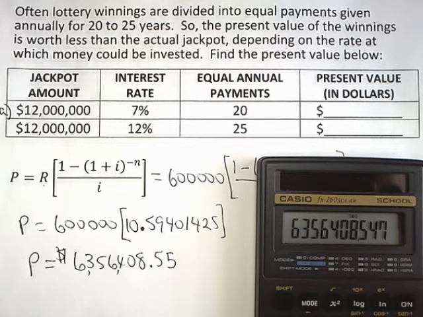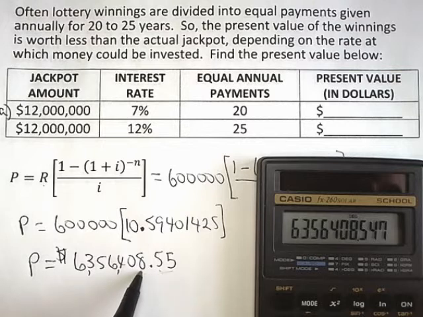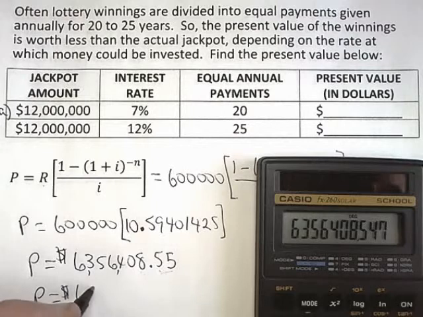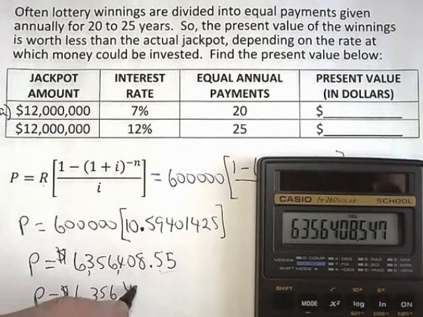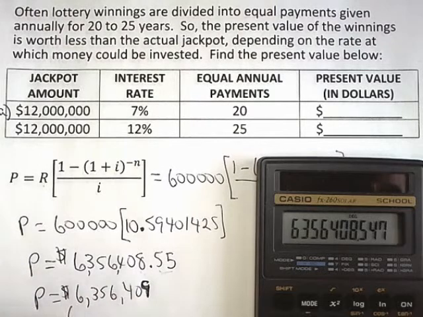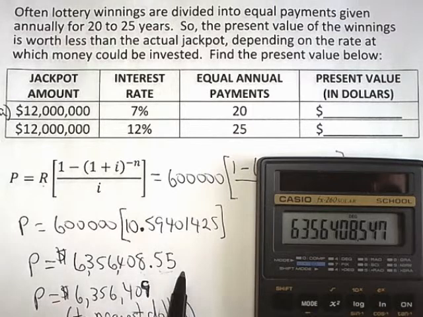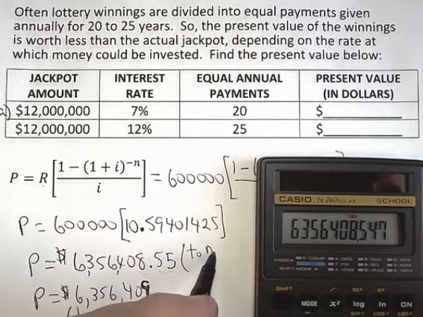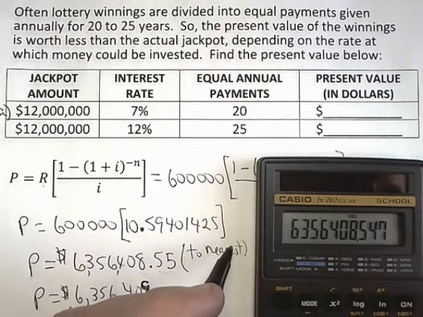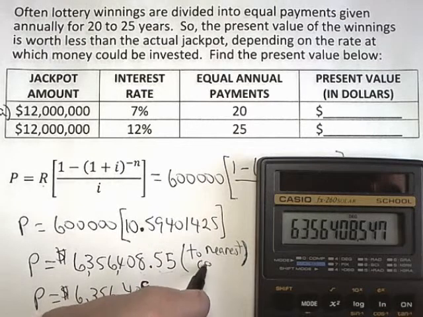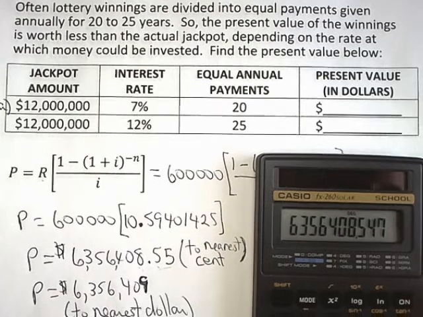Sometimes it asks you to round it off to the nearest dollar. Let's just assume that they wanted it to the nearest dollar here. If you did, 55 is more than halfway, so the 8 would go to a 9. So if you did want it to the nearest dollar instead of the nearest cent, it would be $6,356,409 to the nearest dollar. And the original answer is to the nearest cent. So pay close attention to how they ask you to leave the answer, because it does matter.